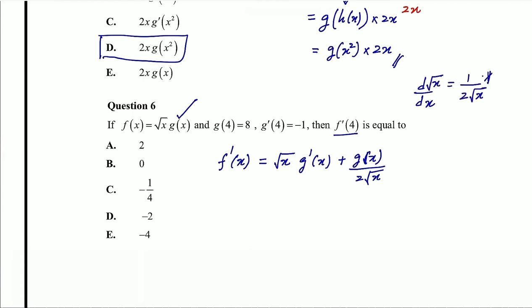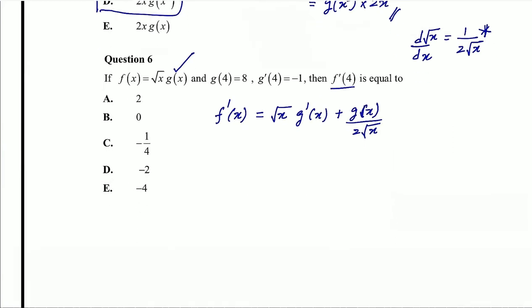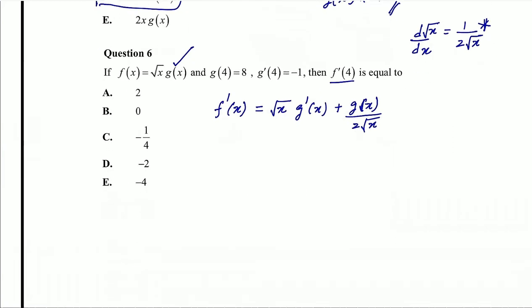You remember, right? They're coming. So you should be able to put those things there without hesitation. I taught you those things when I was teaching. Now you need to find f dash 4. That means x is equal to 4, so you have to substitute that value here: g dash 4 here plus g 4, divided by 2 square root of 4.